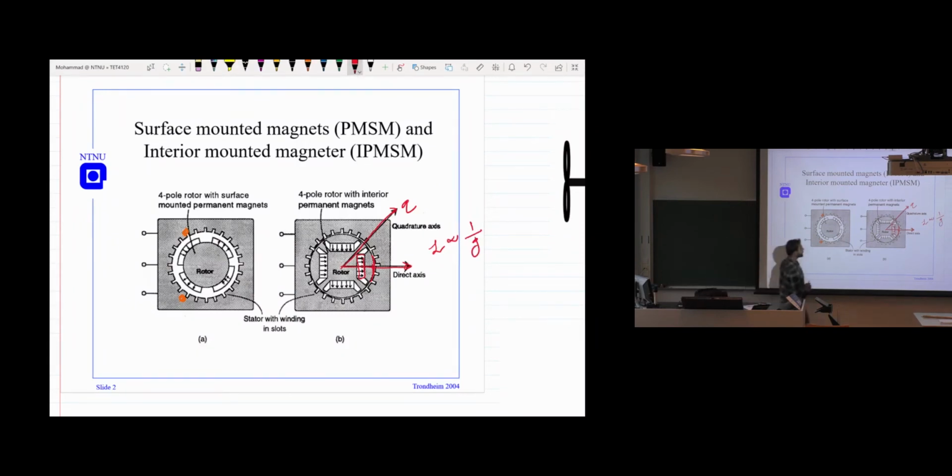So what you see here, since you have the larger air gap in the d-axis in this machine, you have a smaller inductance here. But you have the larger inductance in the q-axis, which is kind of opposite to the original machine that we are discussing, where you have the rotor, which is something like this.